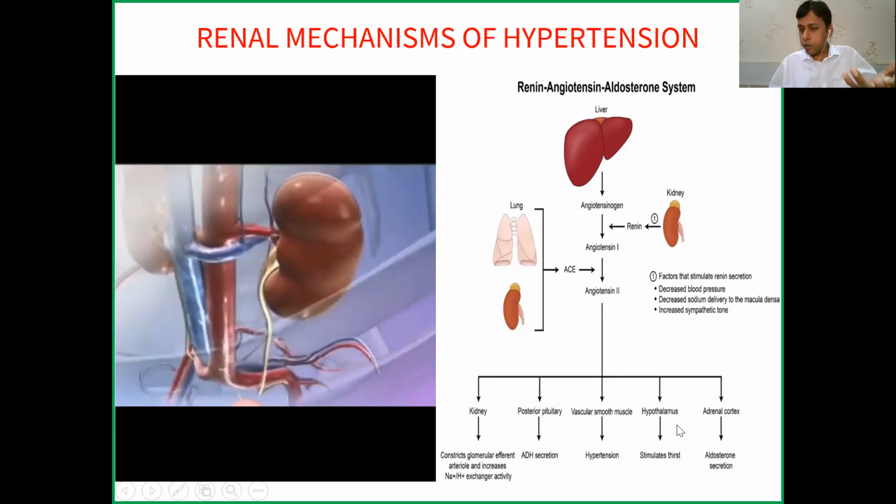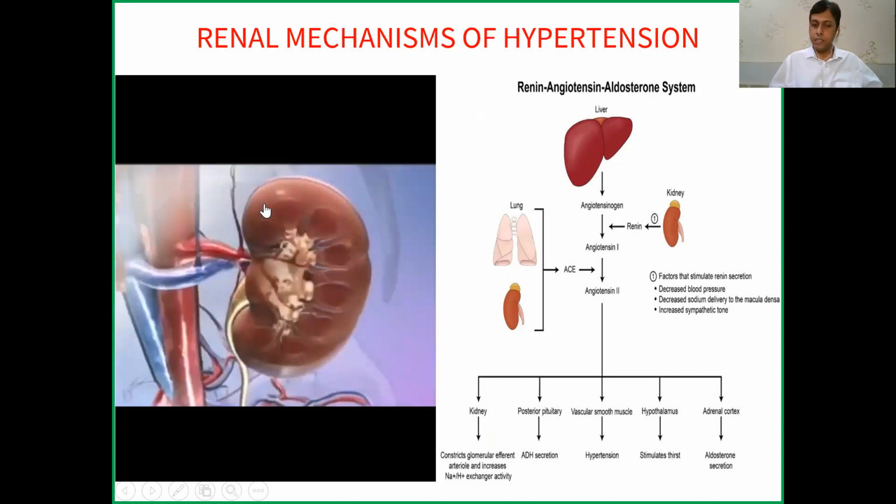It stimulates the hypothalamus to stimulate thirst so that they take in water, and increased water will increase the blood volume. If blood volume increases, then cardiac output will increase, and if cardiac output increases, then the systolic blood pressure will increase. So this is everything we are going to discuss in this course.